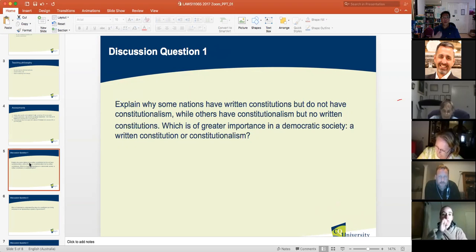That the law is superior to the dictate or the whims of a single individual. And that is why constitutionalism is oftentimes more important than a written constitution, where in some undemocratic societies they have a written constitution, but the rights and freedoms of people are suppressed, or people are repressed.